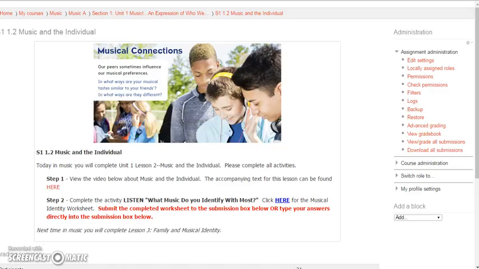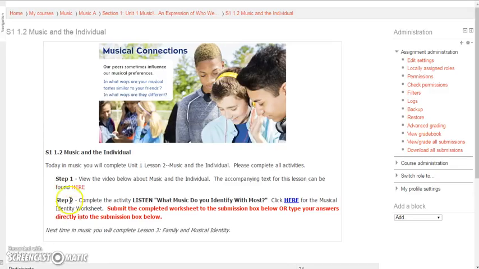When you go back to the assignment page, you will see that in Step 2, we are going to be completing the activity, What music do you identify with most? And we will be completing a worksheet. So let's go through and look at the information in our book about what call and response is and what type of musical preferences there are.